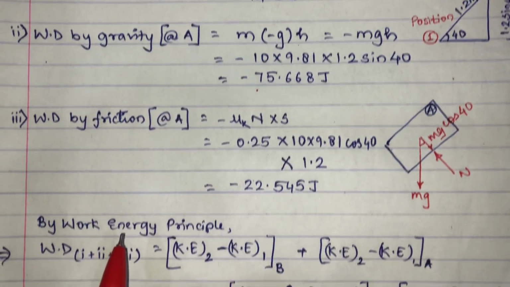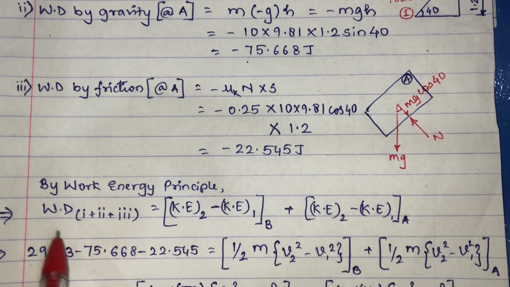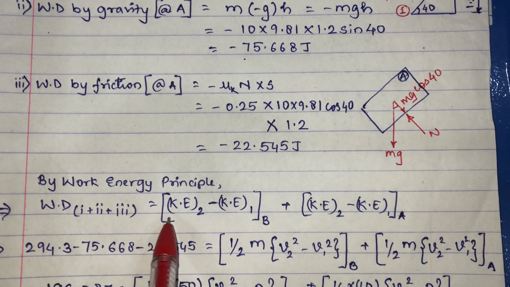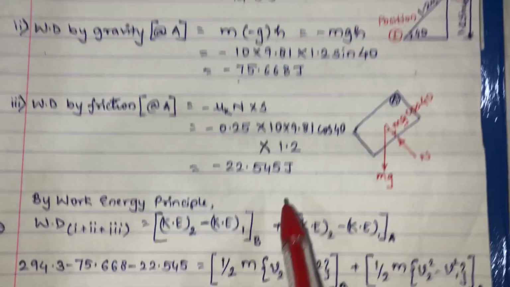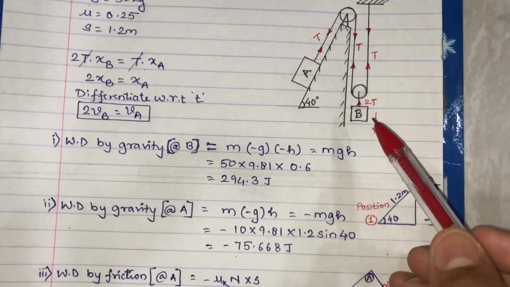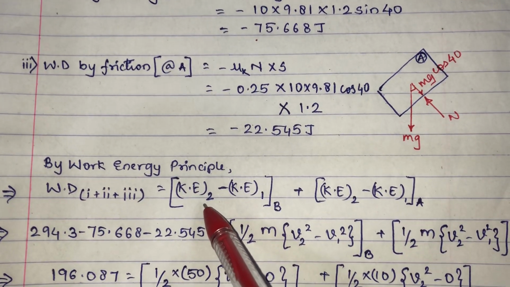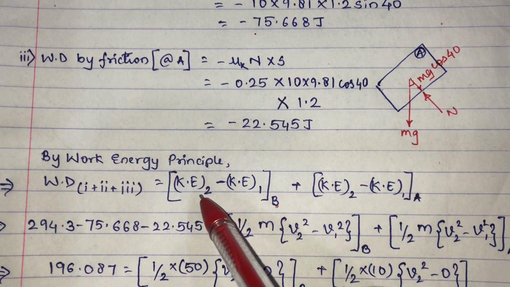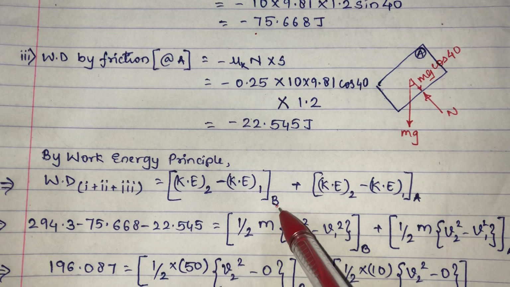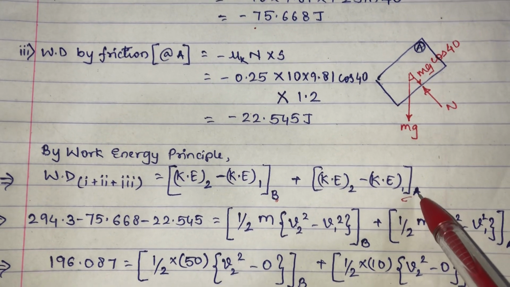Now we'll apply the work energy principle. Now what does the work energy principle say? Work done from 1 to 2 is equal to change in kinetic energy. But here there are two blocks, which is block A and block B. So we have to take the kinetic energy at both the sides. So change in kinetic energy, or we can say kinetic energy 2 minus kinetic energy 1 for B, plus kinetic energy 2 minus kinetic energy 1 for A.